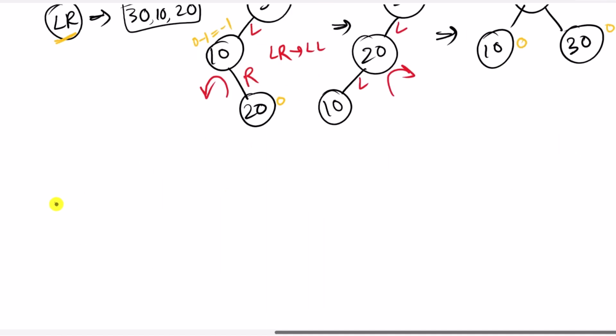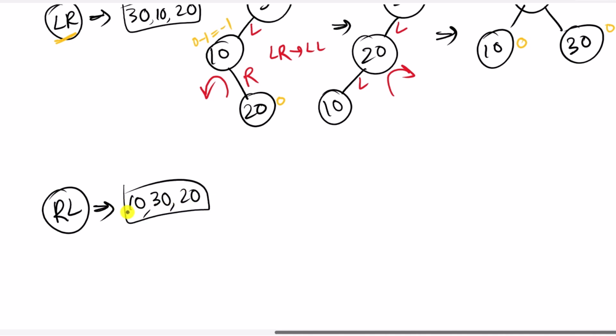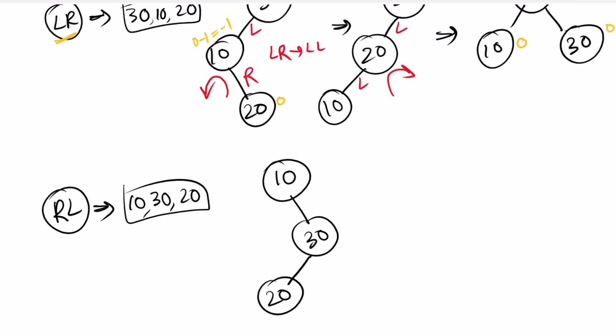So let's now talk about the right left rotation. So suppose we have the nodes as 10, 30 and 20. So 10 will be the root node, then on the right side we're gonna have 30, and then on the left side we're gonna have 20. So if we check the balance factor, the node 20 has the balance factor of 0, the node 30 has the balance factor of 1 minus 0, which is 1, so that means it is balanced. The node 10 has the balance factor of 0 minus 2, which is negative 2, so that means the node 10 is not balanced. So here we have the right left unbalanced.